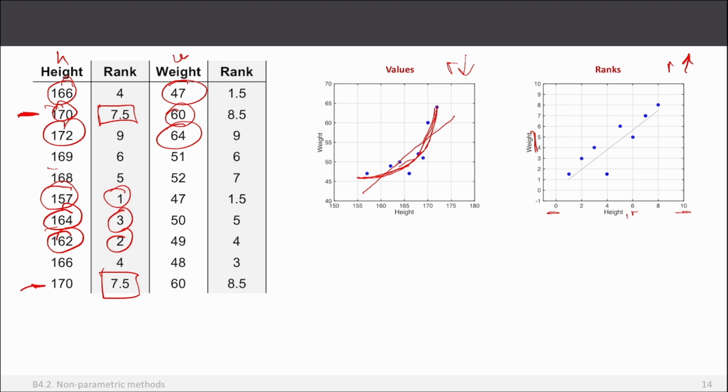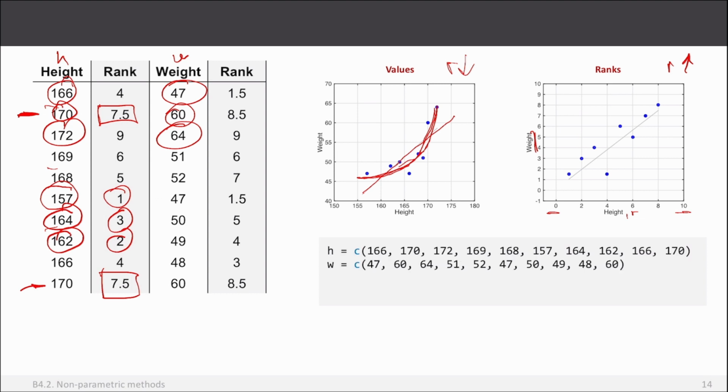So let me show you calculations. So first I enter the data set. It's simply I enter these two columns. And then I compute ranks. In R, you know that there is a function that computes ranks for any variable. So I compute ranks. And now if I compute correlation for the values, for height and weight values, right? You can see height and weight. You can see the correlation is 0.76.